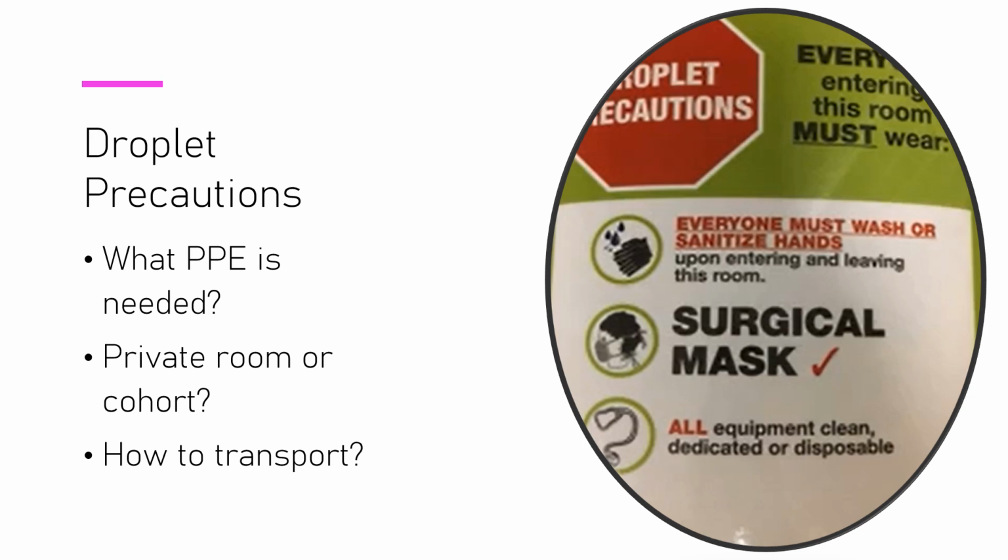A private room is preferred, but with permission from infection control, these patients can be cohorted together. In a situation where they are cohorted, draw a curtain between the two patients. If transporting a patient on droplet precautions, the patient must wash their hands and wear a surgical mask outside the room. Again, we always want to limit transport for any patient on an isolation precaution.